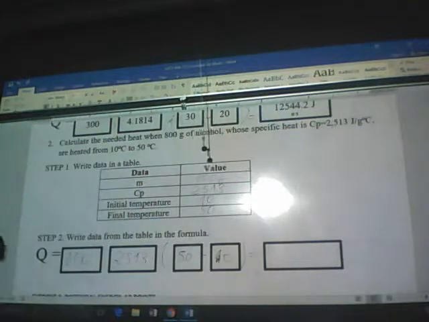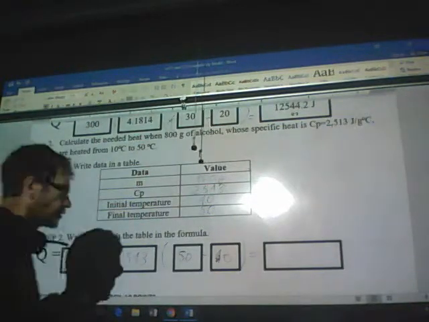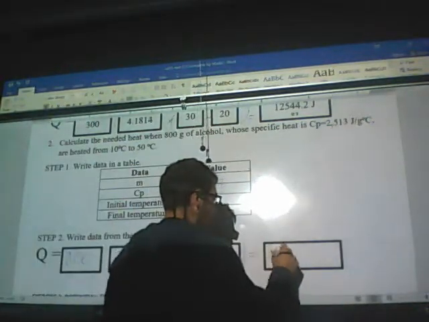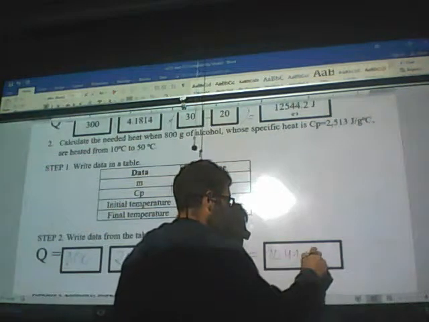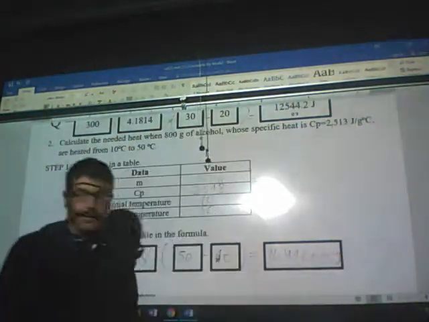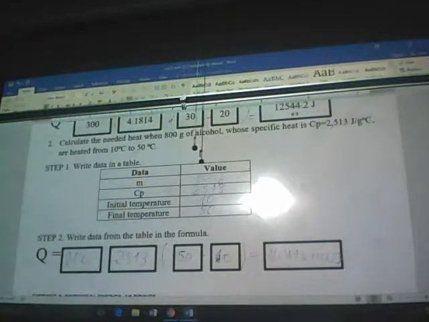800 times 2,513 times 40. 80 millions. The unit for energy is joules, okay? Can I go on? Do I stop?